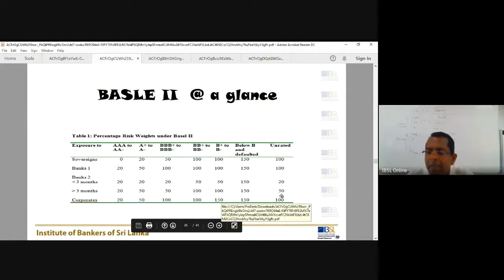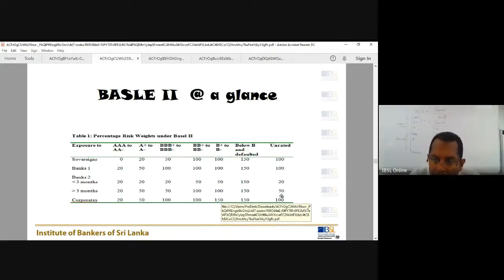Unrated does not mean they're bad, right? That's why it is 100, and B and below it is 150. So it is a slight deviation from Basel 1. In Basel 1, they gave 4 fixed weights, whereas this one, they allow the corporates to get evaluated by a third party and give a risk rating. Based on that, they gave the risk weight. So you could use RW from these risk weights, right? That is the first one.